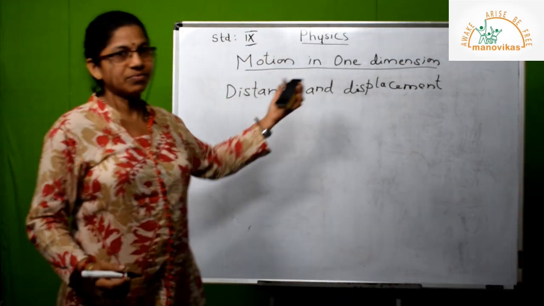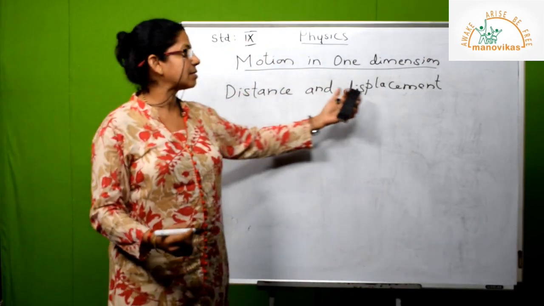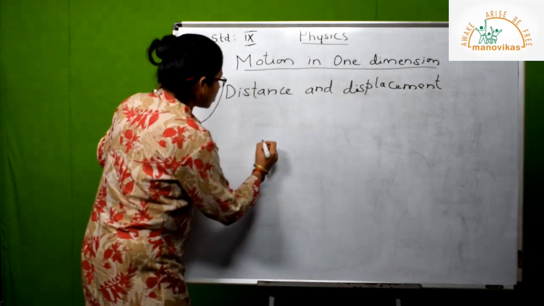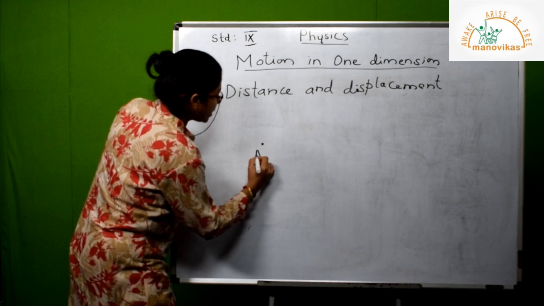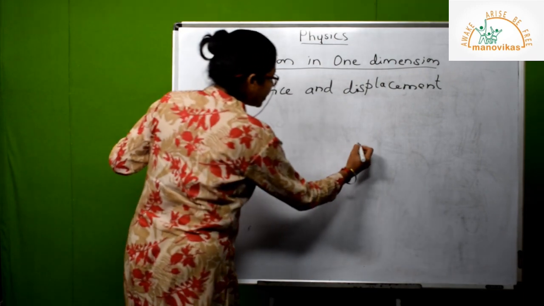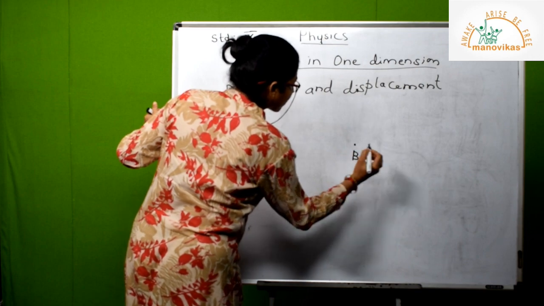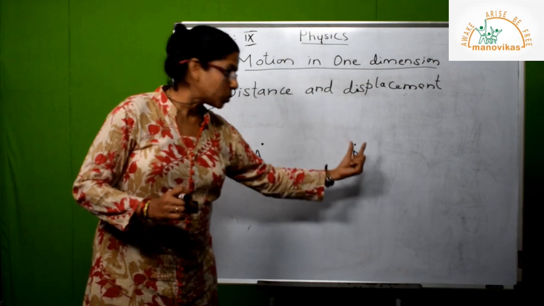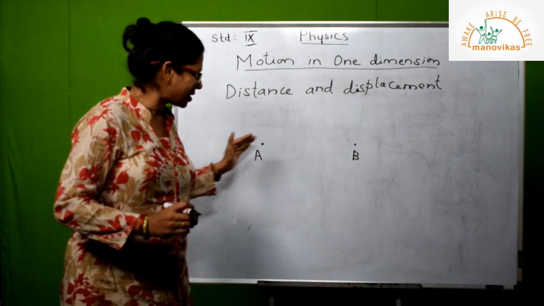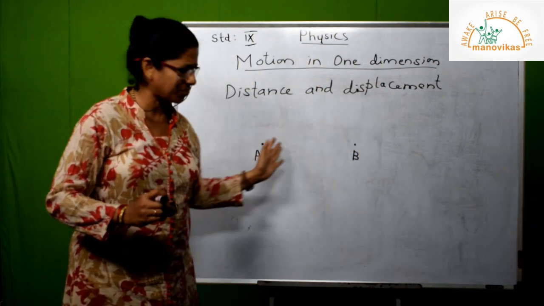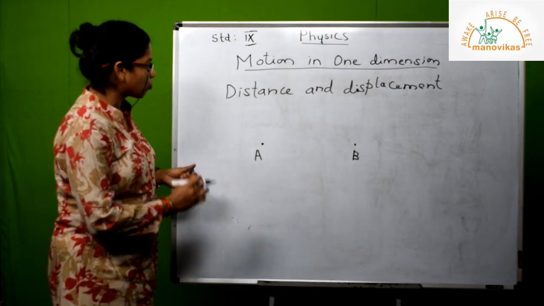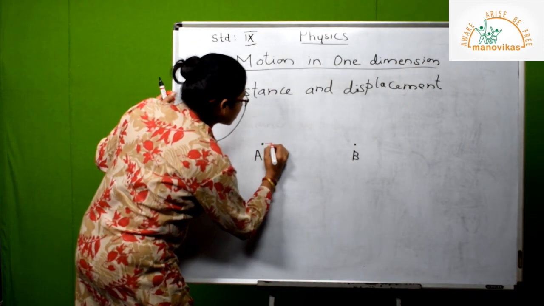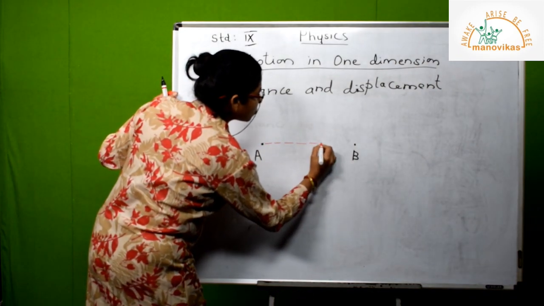Okay, how are they different? What is the difference between distance and displacement? So this is point A, and you have another point B. In order to reach point B from point A, there are different directions which can be followed, right? Either I can go straight to reach point B.